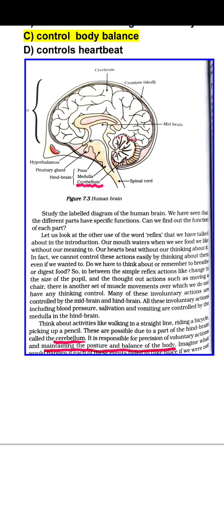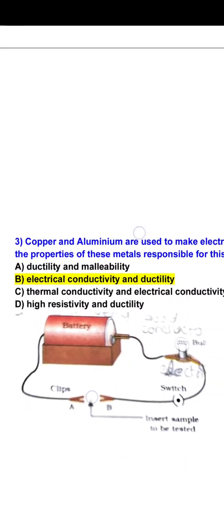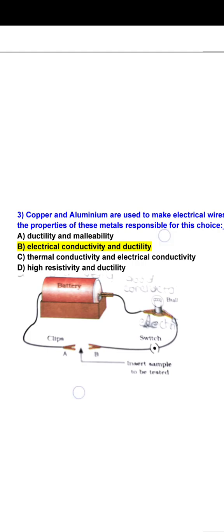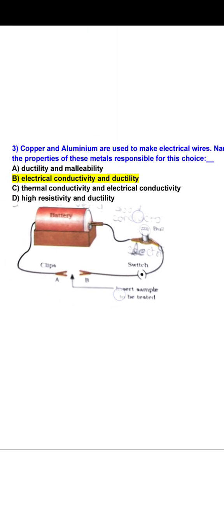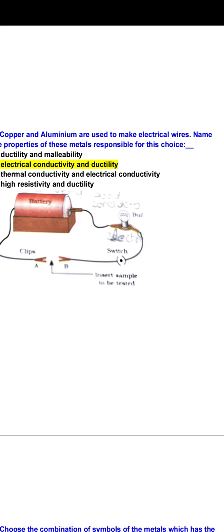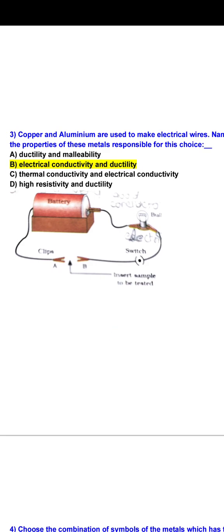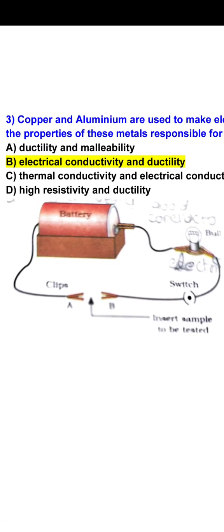Now let us move to the third question. The question is like this: copper and aluminium are used to make electrical wires. Name the properties of these metals responsible for this choice. Now the correct answer is, to make the electrical wire, we should be able to draw the given metal into wires, thin wires. And also they should be very good at electrical conductivity. So B is the correct answer.